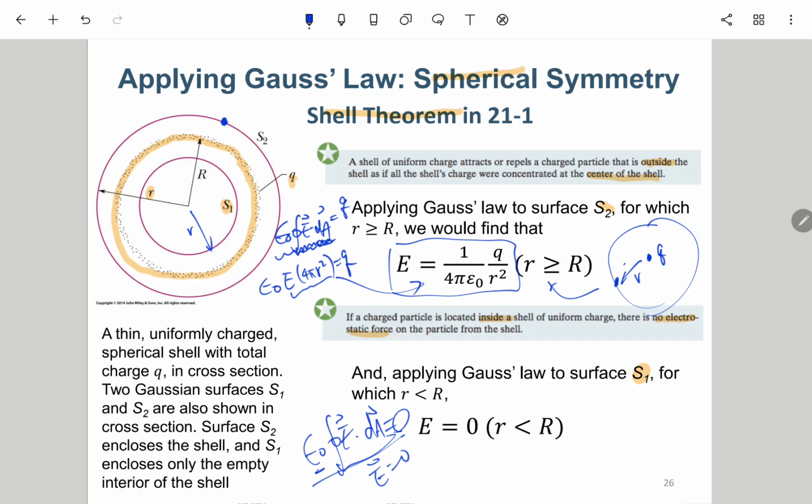So this is the two shell theorem. As much as we have Gauss's law, we can skip the complicated computation and come up with these two conclusions.